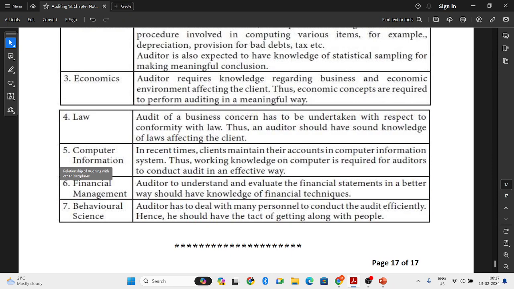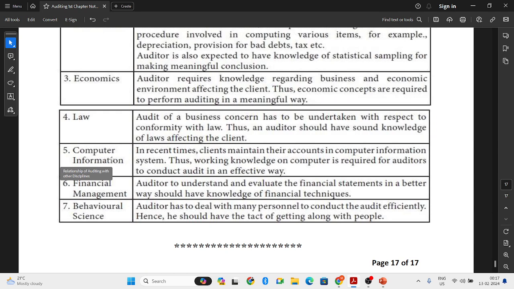Next, financial management. The auditor should be able to find the financial tools or financial techniques in order to evaluate the financial statements. So he should have knowledge of financial management also.